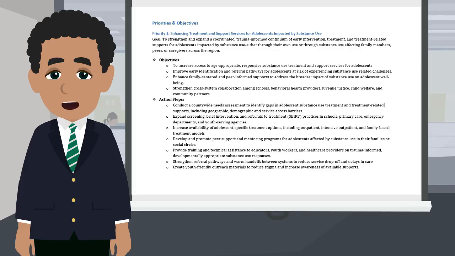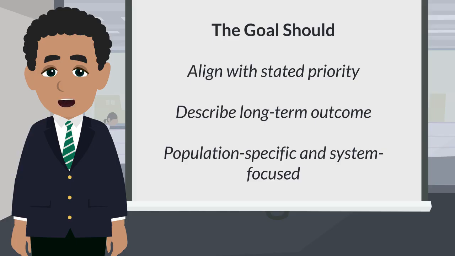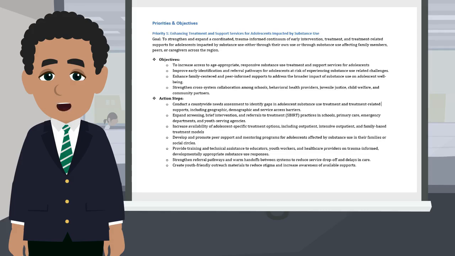An example of an identified priority could be enhancing treatment and support services for adolescents impacted by substance use. The goal should directly align with the stated priority, describe the desired long-term outcome, be population-specific and system-focused. A sample goal related to the identified priority could be to strengthen and expand a coordinated, trauma-informed continuum of early intervention, treatment, and treatment-related supports for adolescents impacted by substance use.